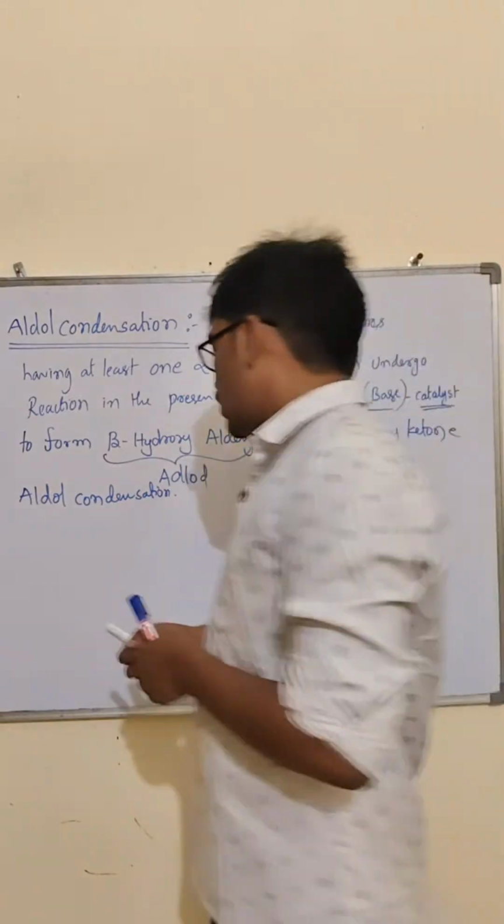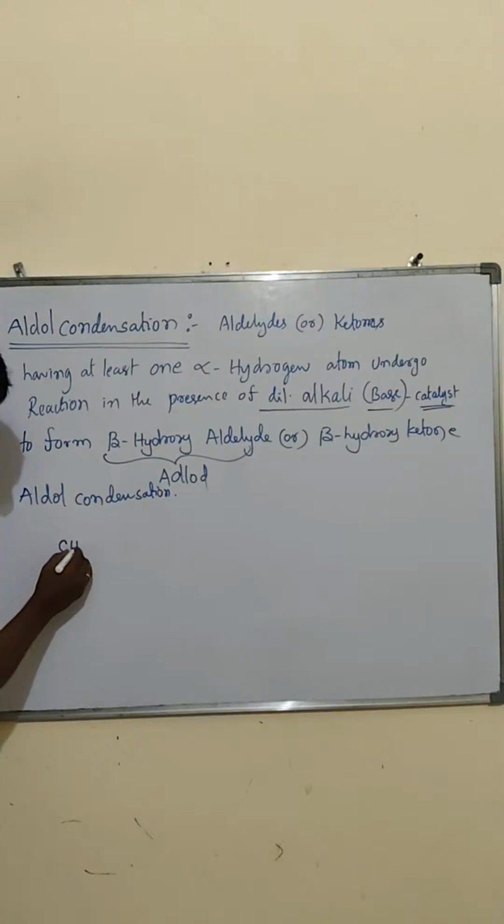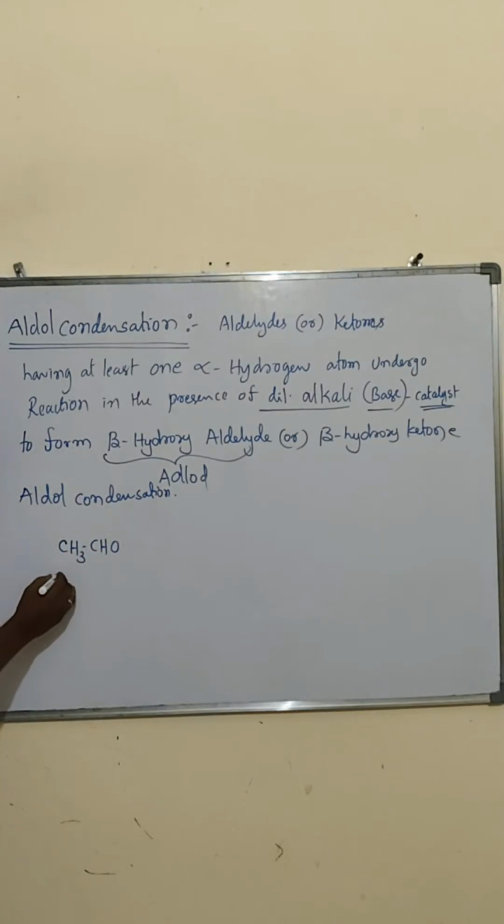First, how does the reaction take place? One of the examples I am taking is CH3CHO. We know that this is an aldehyde. So this is acetaldehyde, we call acetaldehyde.